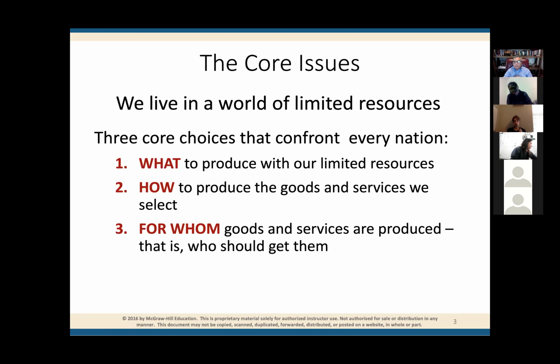For example, in the United States, what we make is based on the demand of the market. How we make things in the United States is by using the most efficient method. And for whom do we make them? Well, in the United States, we make items for people that have the ability to pay for the product, okay? So it doesn't really matter who you are or how much you have, there are limitations of resources, right? And we make choices.